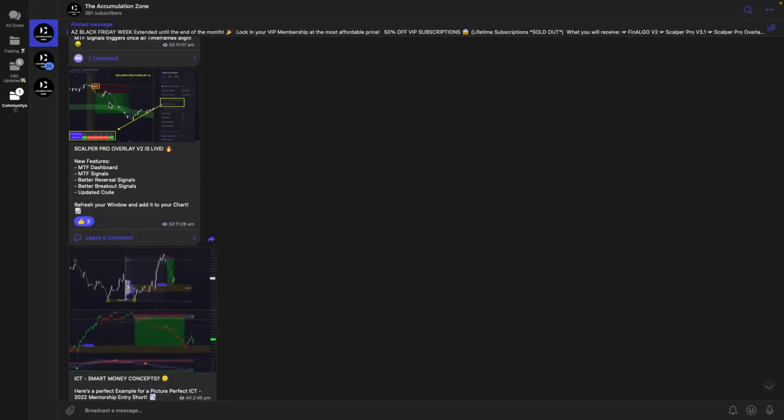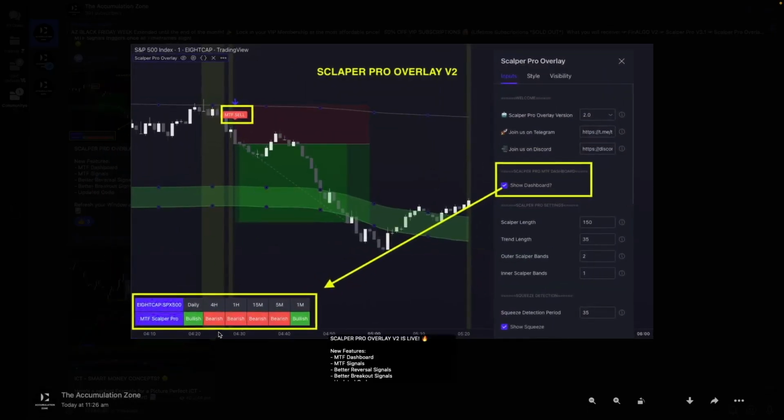For example, this morning I released the Scalper Pro overlay version 2, where I included this new Scalper Pro multi-time frame feature, where you can basically see if the current candle on a 4-hour time frame is bearish according to the Scalper Pro, or if it's bullish.